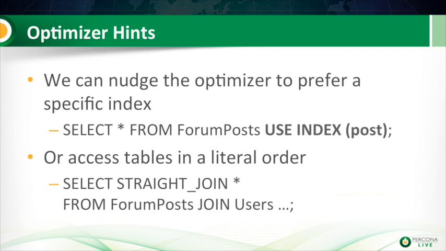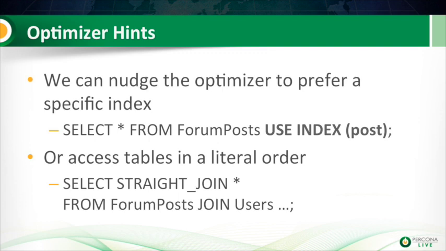It's supposed to be automatic, but occasionally the optimizer makes a wrong decision. And there can be some corner cases where we need to give it a little bit of a nudge. There's syntax, FORCE INDEX, USE INDEX, IGNORE INDEX, and also one called STRAIGHT_JOIN, which allows us to override the optimizer's choice for the order in which it accesses tables. So STRAIGHT_JOIN means don't reorder the tables, read the tables in the order that I specify them in my query.